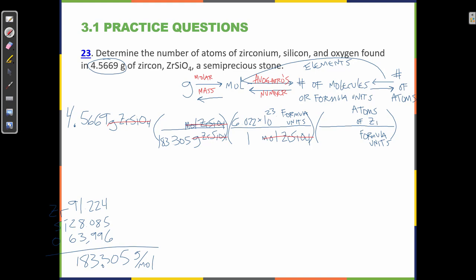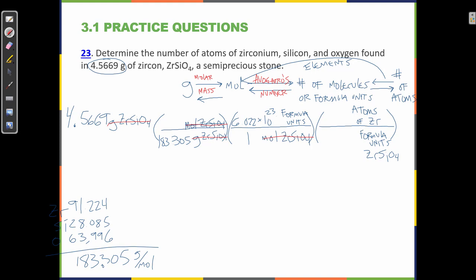Zircon. So this is in 1 mole of ZrSiO4, I have some number of formula units of ZrSiO4. So this is still ZrSiO4. That's the formula that I'm talking about, this chemical formula. How many formula units of this do I have?